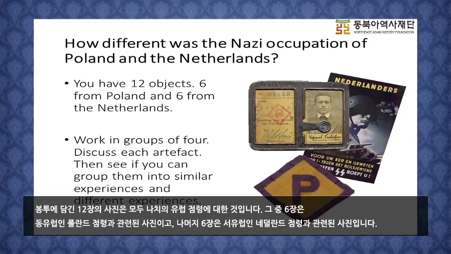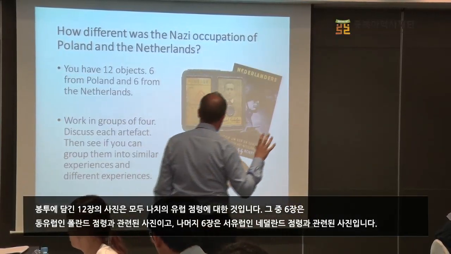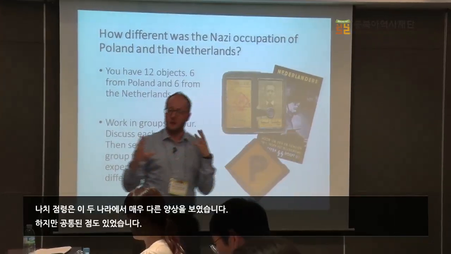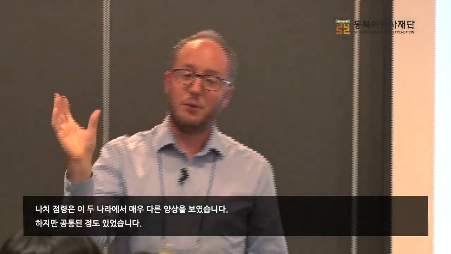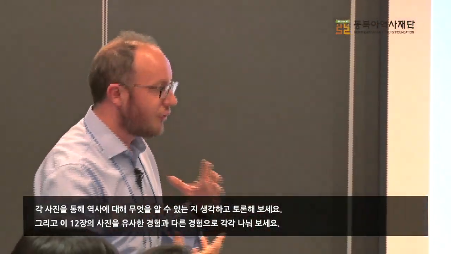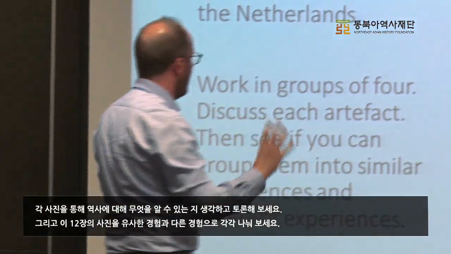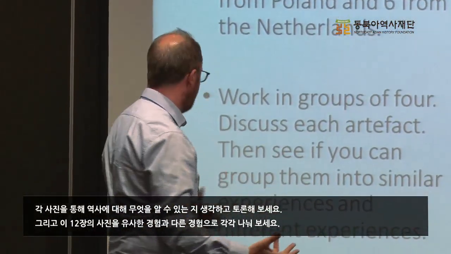So 6 of the objects are about the occupation of Poland in the east, and 6 of the objects are about the occupation of the Netherlands, which is where Bjorn is from. The Nazi occupation of these 2 countries was very different, but there was also some similarities. So I want you to talk through these objects, and discuss each artifact. Talk through the artifact and what we can say about it historically.